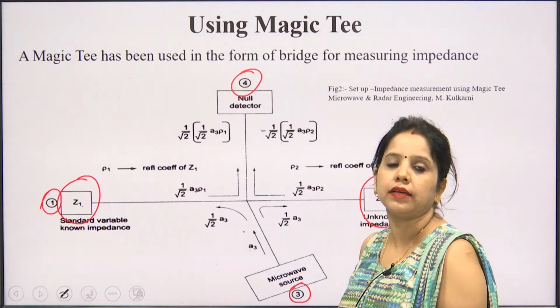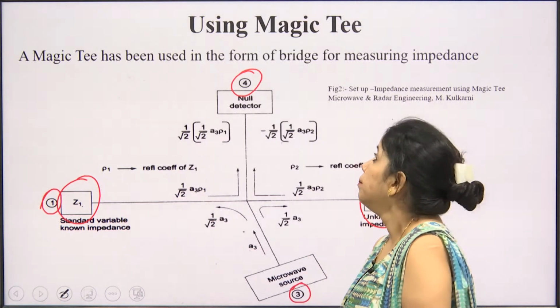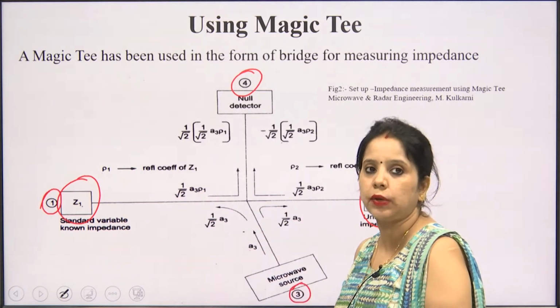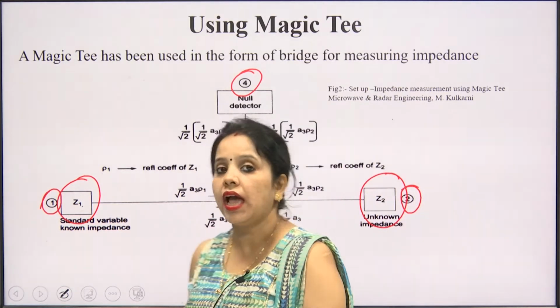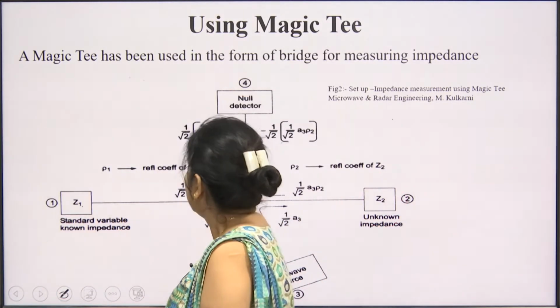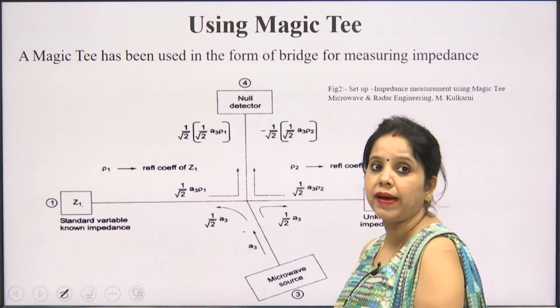This is the magic behind our magic T. So keeping this point in mind, we are going through the calculation part of the magic T and how we are going to get the impedance value by using the magic T.